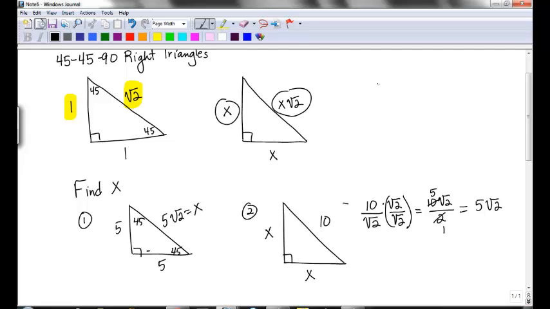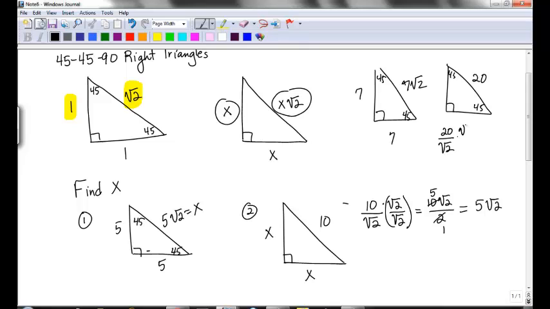If I gave you a 45, 45, 90 triangle and told you this was 7, then what's this side? 7 radical 2. If I said this was 20 and this was 45, 45, 90, what are you going to have to divide by? You divide by radical 2, which means you multiply by radical 2 over radical 2, so you'd have 20 radical 2 over 2, which would be 10 radical 2.